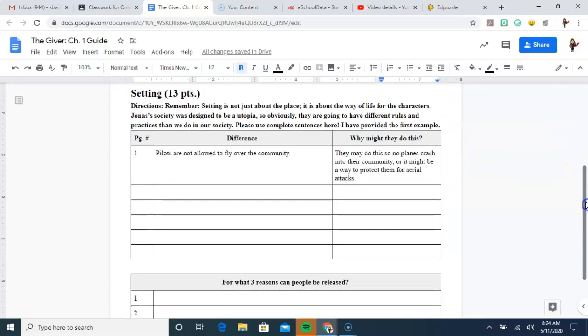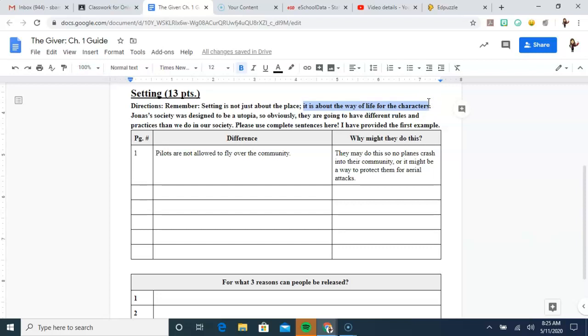For setting, okay, so we talked last week about a utopia, and a utopia is a place that is intended to be perfect. And Jonas' society does many things differently than our society in the United States does. So when you are reading about the setting, remember that setting is not just about the place. So I'm not asking you to write down where Jonas lives. That's not what I want. Okay? What I want you to think about is how is his way of life different than our way of life? Because part of setting is knowing the context of how the character lives.